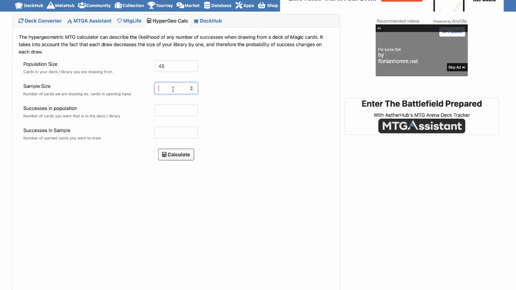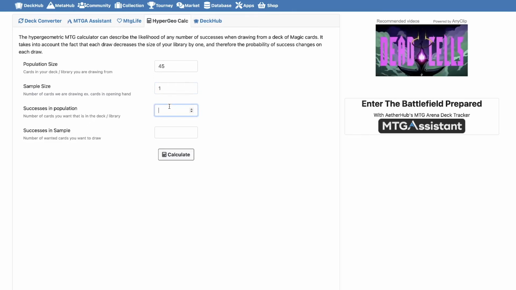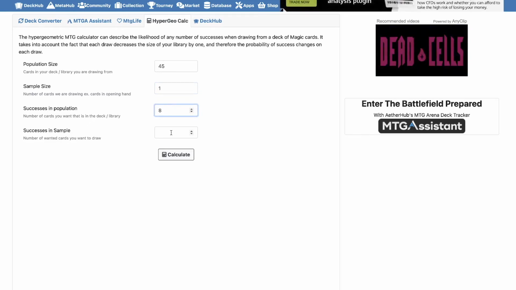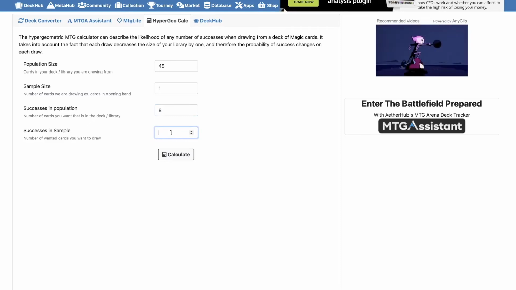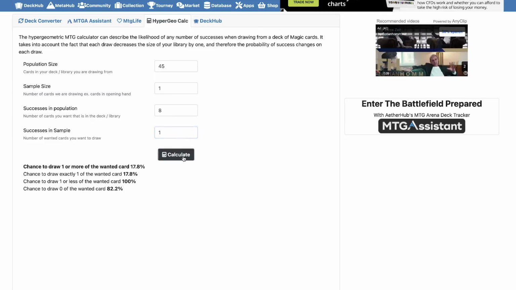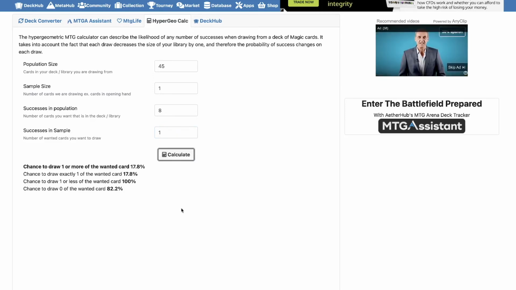Then they will top deck 1 card. We know they have 4 Massacre Girl and 4 Blood on the Snow in their deck, and that 1 card should be one of the 8 sweepers. Then we press calculate, and there's a chance of 17.8% that they top deck what they need to wipe the board right now.